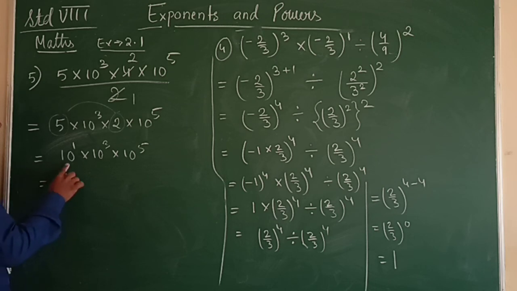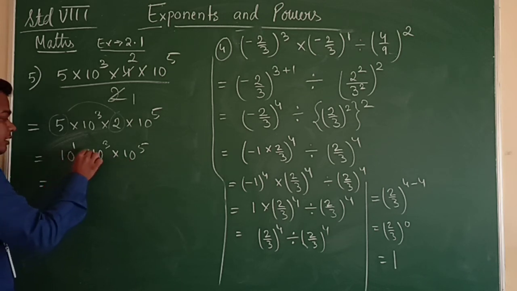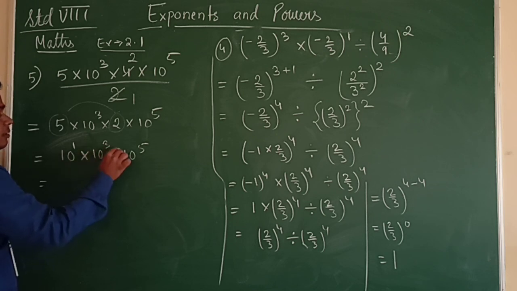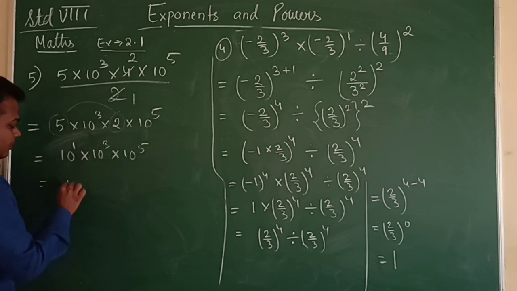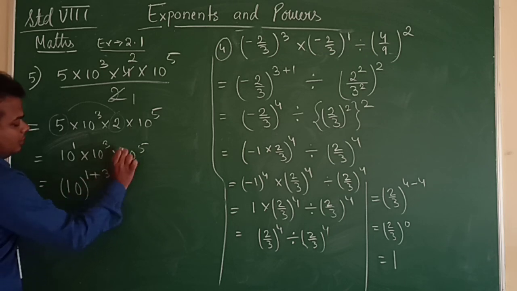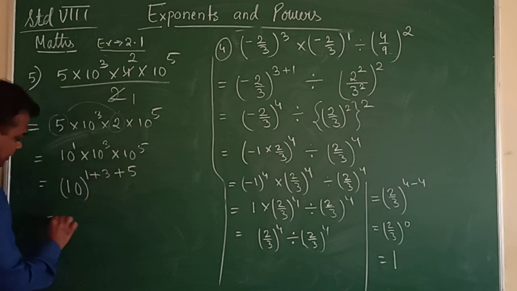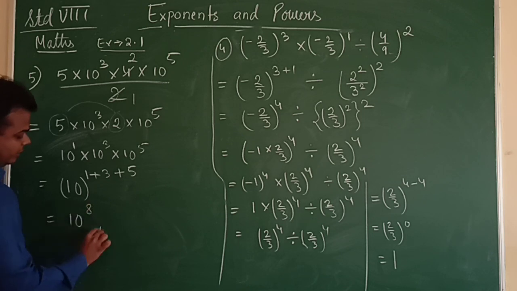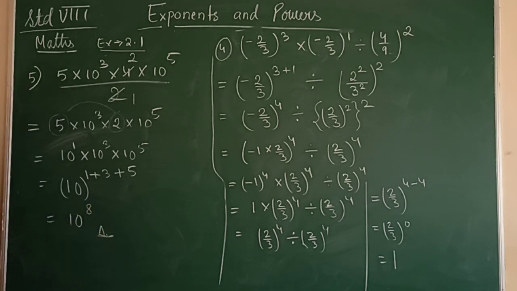You can see here 10, 10, 10, the base is the same and it is in the form of multiplication. So we will add their powers, that is 10 to the power 1 plus 3 plus 5, that is 10 to the power 8. This is the answer. Okay.